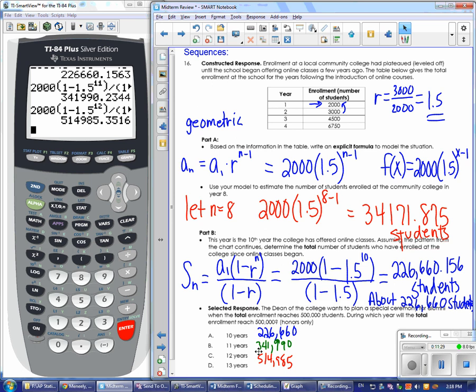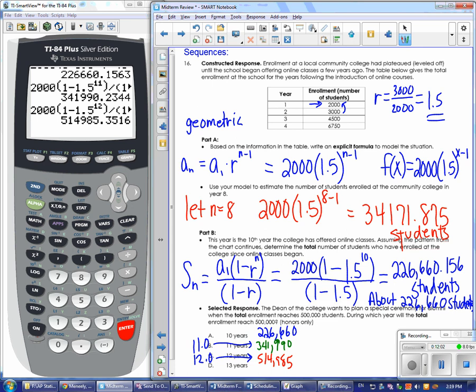But let's make sure we answer the question correctly. During which year will the total reach 500,000? When I plugged in 11, I was plugging in the number 11.0, and I got 341,000. When I plugged in 12, that's the number 12.0, and I got 514,000, which is a little bit high. So it was somewhere between 11 and 12 that my enrollment actually hit 500,000.